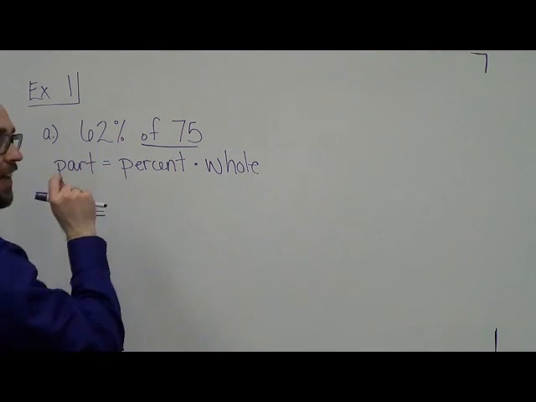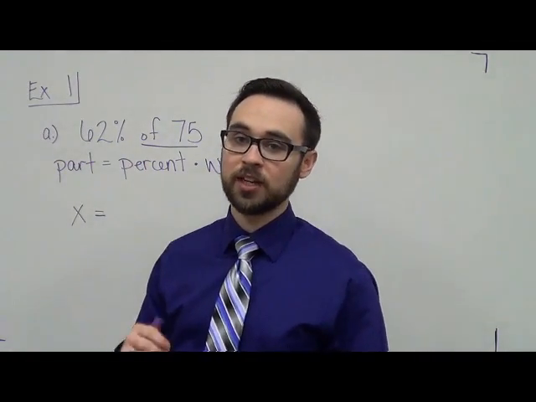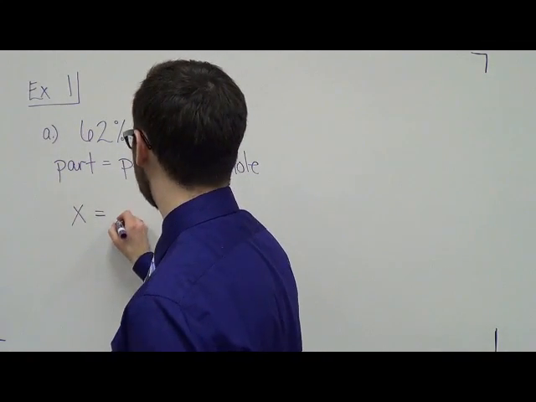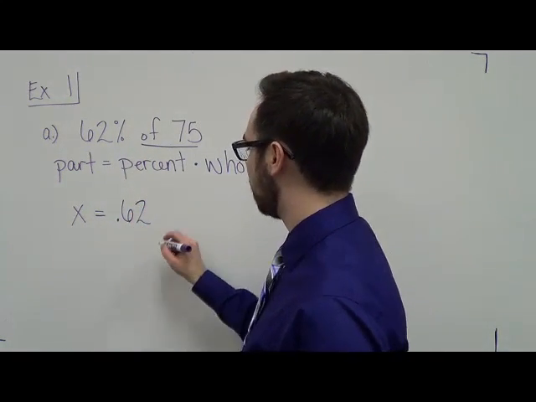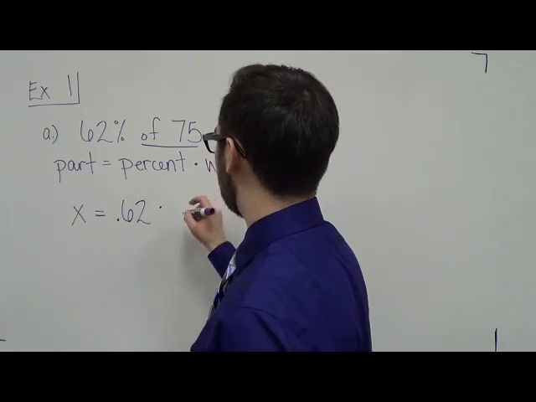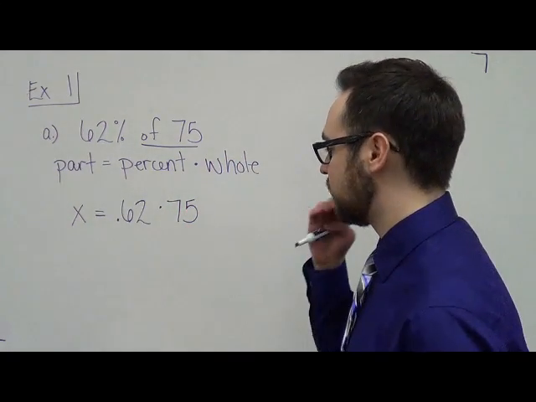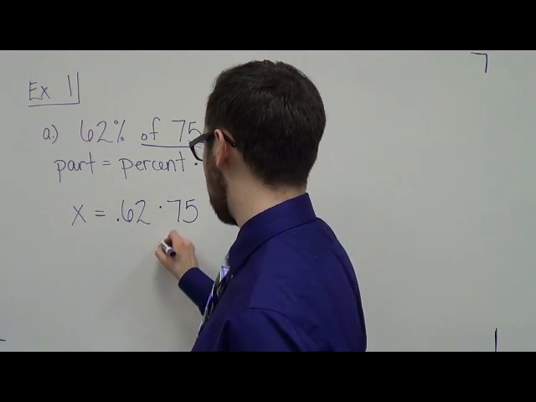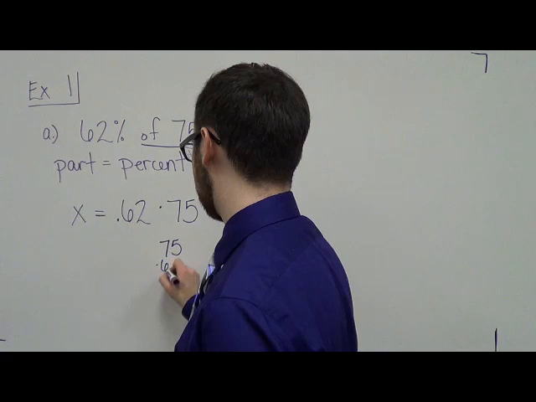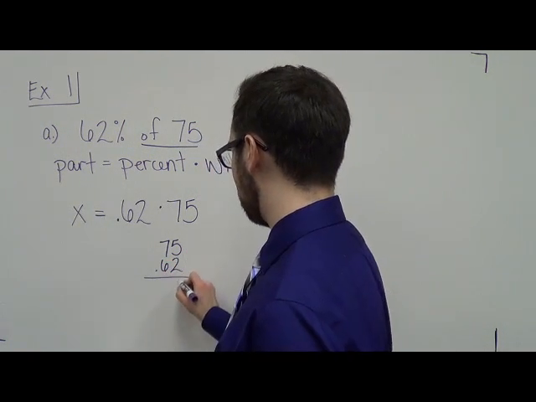Now this is the percent as a decimal. How do I move 62% to a decimal? It's 0.62. Remember, we just move that decimal. So it's 0.62, and then we're going to multiply that by the whole, which is 75. Sometimes you'll have calculators for this, but for now, since we don't have calculators, let's just do this by hand. So we multiply these out.